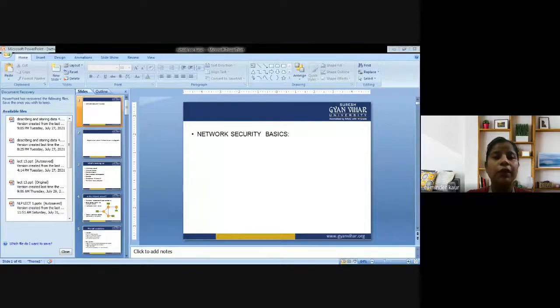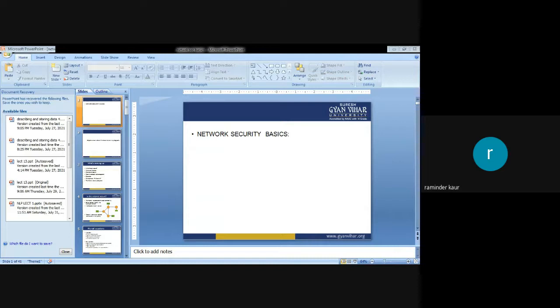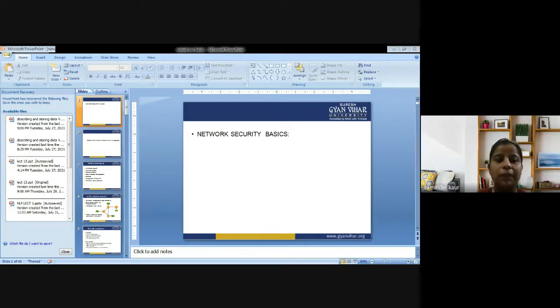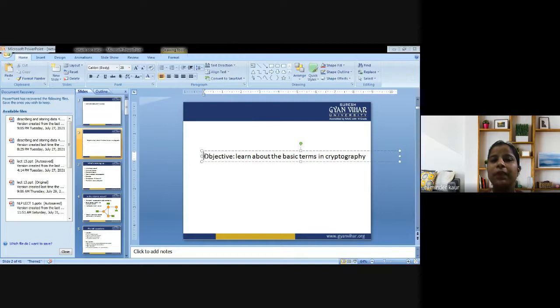This is a recap about network security basics, because we are into the fifth unit, and I think it is my last lecture about the fifth unit. So we are just having a recap about what we have discussed already about network security in today's class. So what is the objective of today's class? So that you will be able to learn the basics of network security by the end of the class. This is the objective of today's lecture, so that you will be able to learn the basics of cryptography.